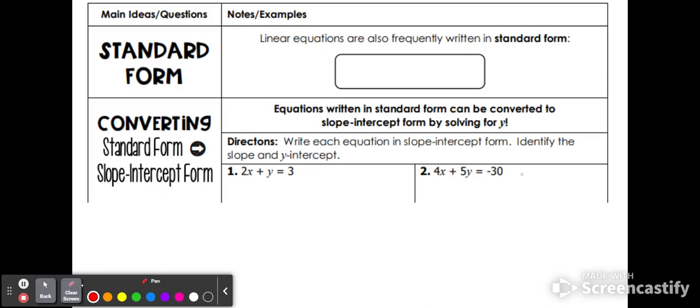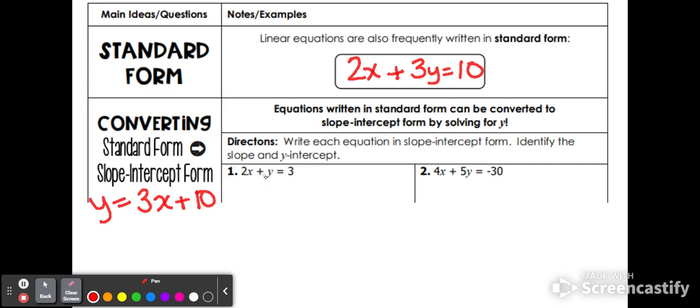Hi there, guys. So in this video, I want to talk about how we can take an equation and convert it, manipulate it, solve it for just y so that it's in slope-intercept form. A standard form equation has a coefficient with its x variable, a coefficient with its y variable, and it equals some sort of constant. Remember that slope-intercept form has y equaling some sort of coefficient with an x variable and a constant. So we are going to take this equation and put it into slope-intercept form.